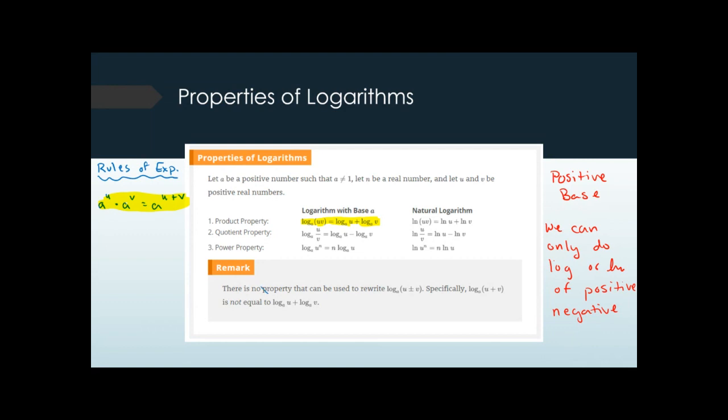Next is the quotient property. So when we have exponents, that would be a to the u over a to the v.